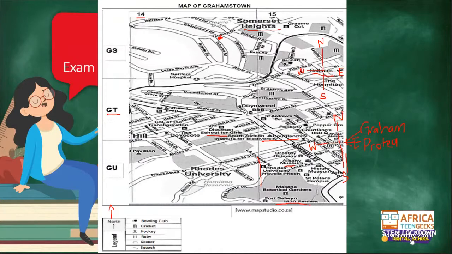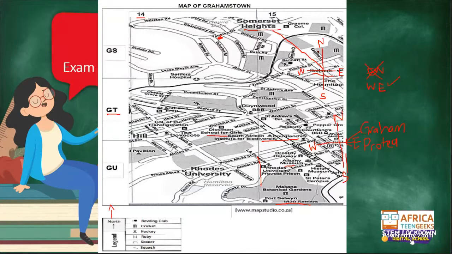Remember, if it's east here and west, it will be EW, and there's no such word, so this will be incorrect. But if it's W and E, which is we, this is correct. So W on the left and E on the right. Now, between these 2 places, all you do is connect them, maybe using a pencil and a ruler.